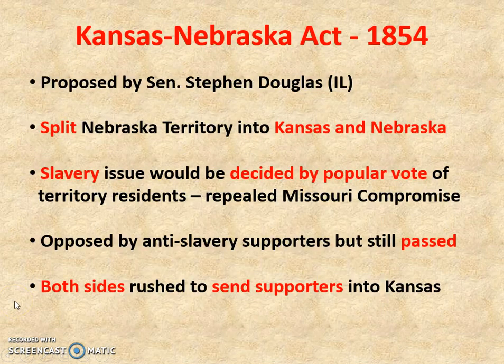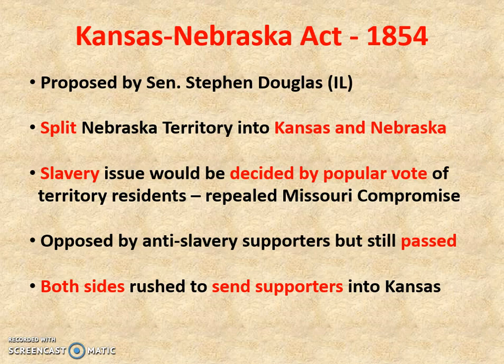Another political compromise in the debate over sectionalism and slavery was the Kansas-Nebraska Act of 1854. This was proposed by Stephen Douglas of Illinois, who we'll hear from later on. He proposed that the Nebraska Territory, which made up what was left of the Louisiana Purchase that had not already been incorporated, be split into Kansas and Nebraska.